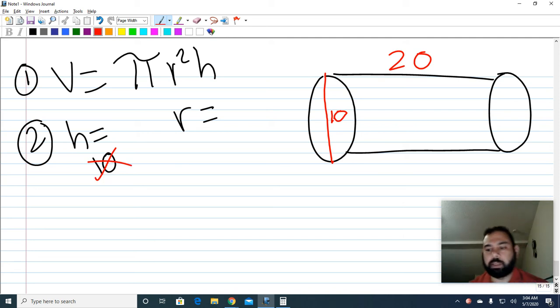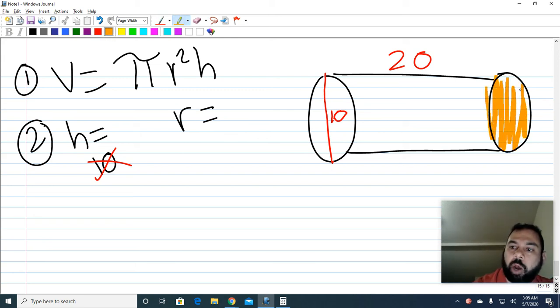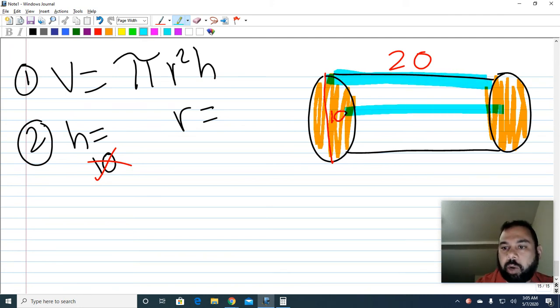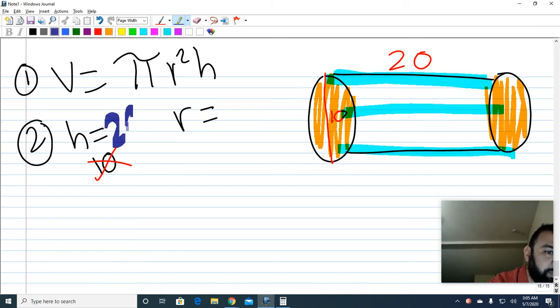Okay, h is how far the two circles are from each other, the two bases. Don't forget that these are the bases of your cylinder. How far are they from each other? I'm looking for this distance here. It's very clear that it is 20.